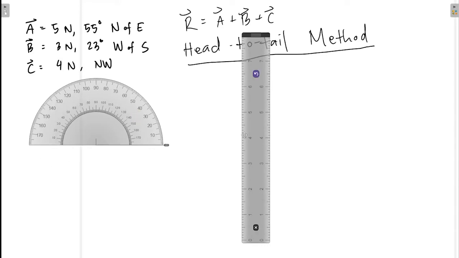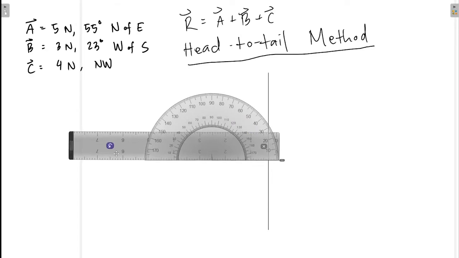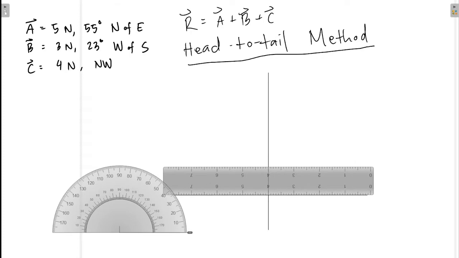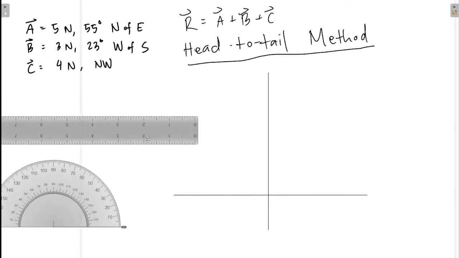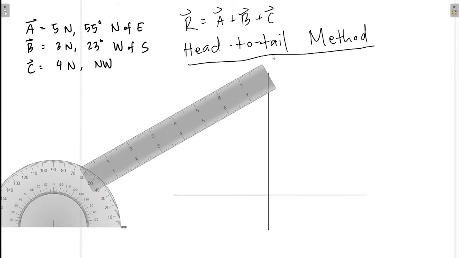Okay, let's draw an axis first. Okay, so this is our axis. Okay. So the first step in using head-to-tail method in adding these vectors is we will draw one by one yung ating vectors. Vectors A, B, and C. So let's start by drawing our vector A. As we can see, ito yung ating vector A, has a magnitude of 5 newtons and has a direction of 55 degrees north of east.